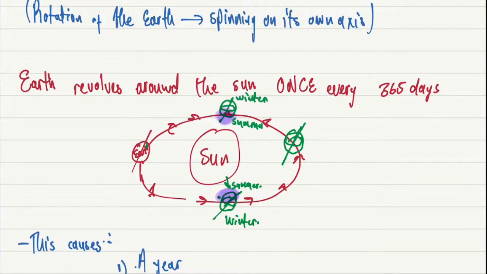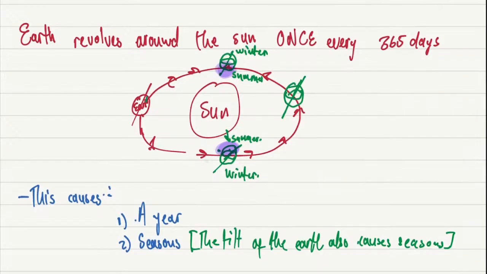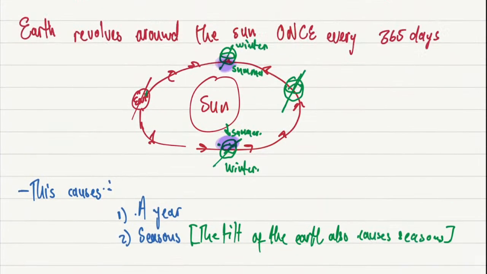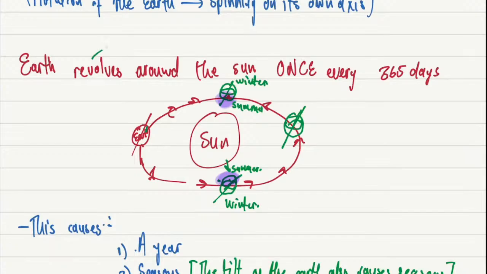When we say revolution, what do we mean? When we say rotation, we mean it's spinning around its own axis. When we say revolution, we mean it's moving around the sun. To revolve is to move around another object. You are not rotating just in one position, but you are moving around some object, which in this case is the sun.